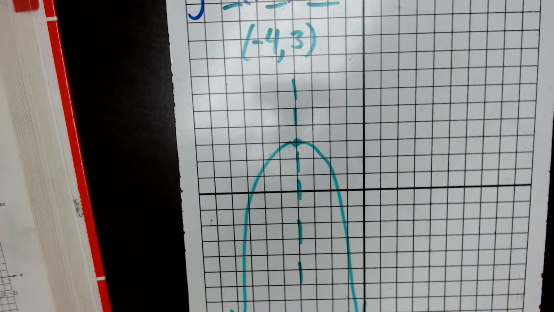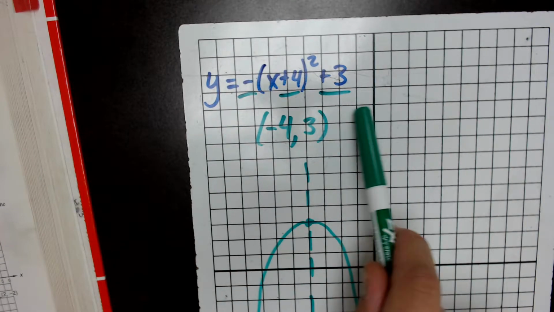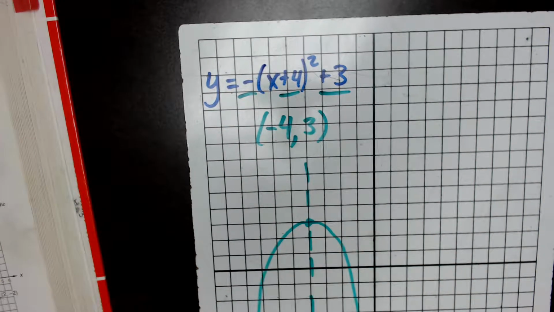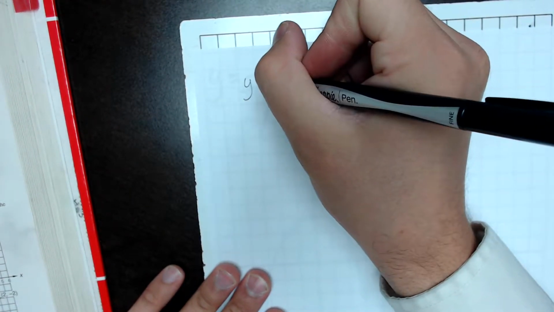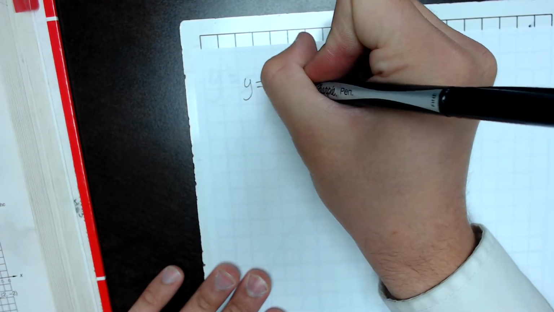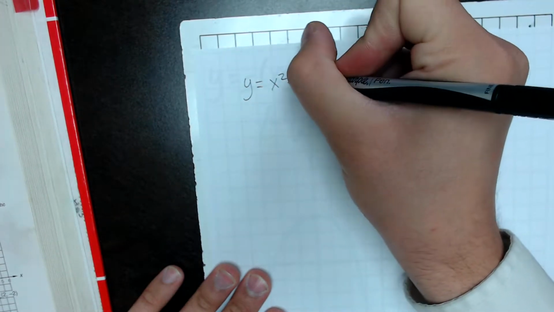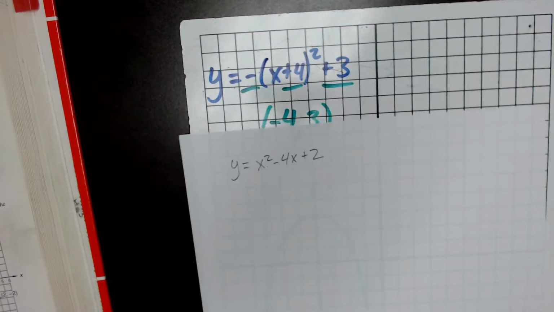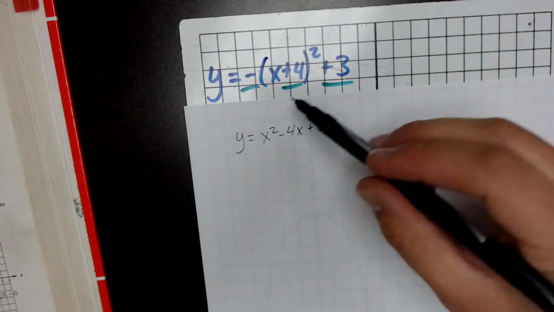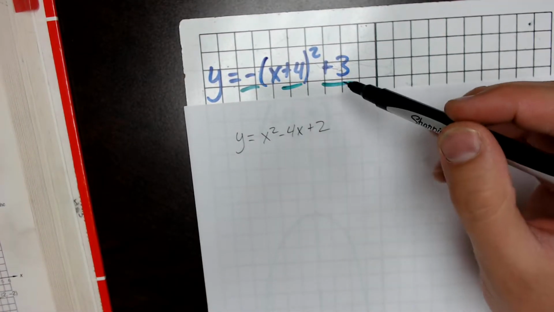Okay, so this general form of the equation is very, very important. But most of our quadratics look like this: y equals x squared minus 4x plus 2. Now this is very different from this. So this one is in the standard form for a parabola.